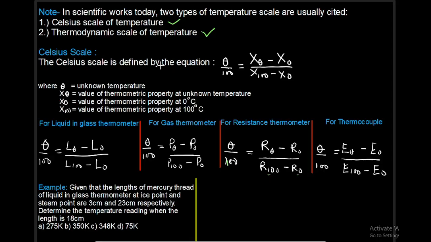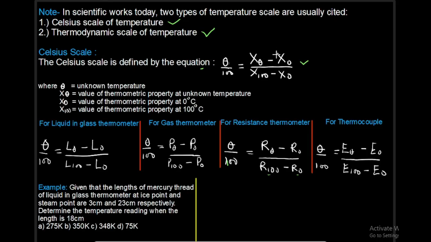Now the first one, the Celsius scale. The Celsius scale is defined by the equation theta over 100 equals X theta minus X naught, all over X 100 minus X naught. Now theta here stands for the unknown temperature. We can use this to calculate the unknown temperature at a particular value of thermometric property. X theta is the value of the thermometric property at the unknown temperature.